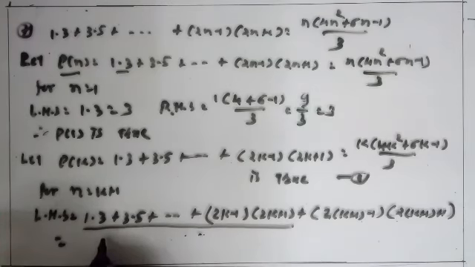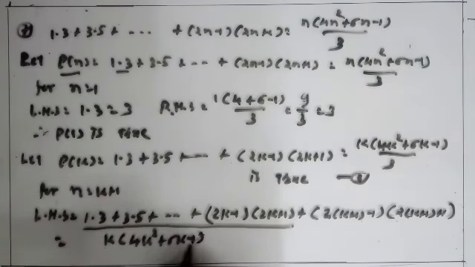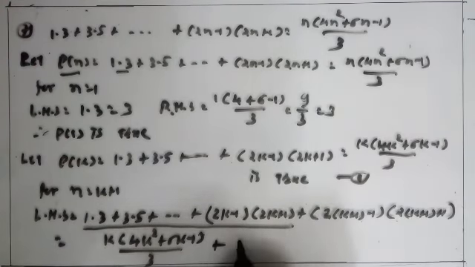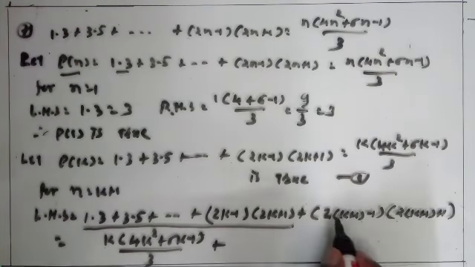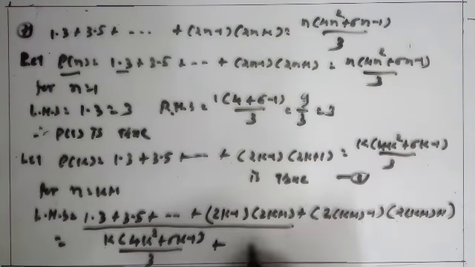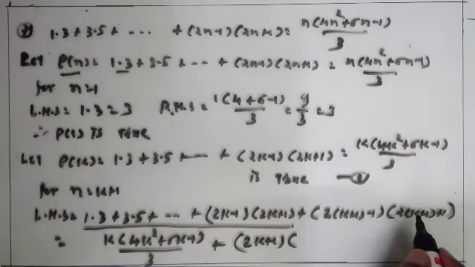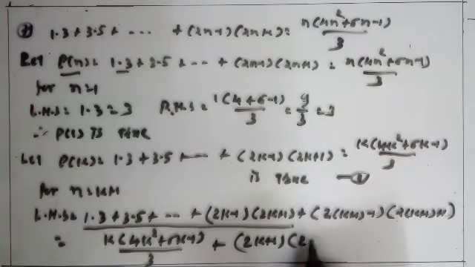So it is equal to, now we know that the sum of the first k terms by result 1 is equal to k(4k square plus 6k minus 1) upon 3, plus this last term simplified: 2k plus 2 minus 1, that is 2k plus 1, and here 2k plus 2 plus 1, that is 2k plus 3. Clear this? Now simplify this.